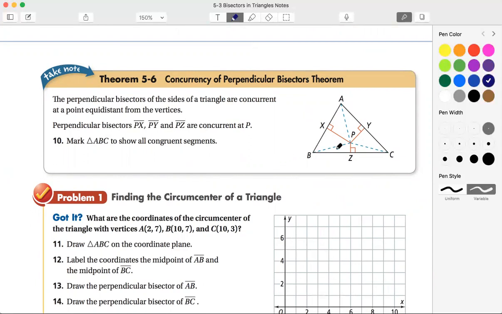All right, so let's look at this first one. A perpendicular bisector creates two congruent segments. Each of the three perpendicular bisectors creates two congruent segments. Now, we also know that at the point of concurrency, all of these segments are congruent. So 1, 2, 3, 4, 1, 2, 3, 4, 1, 2, 3, 4. So there we go.